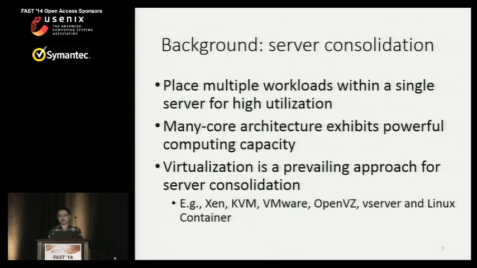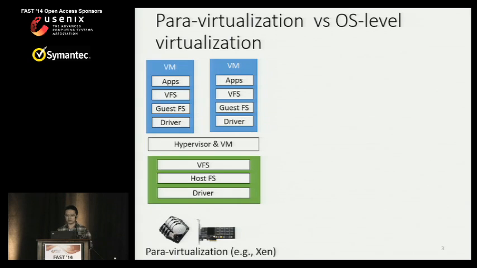As we know, virtualization is a prevailing approach for server consolidation. Such examples include Xen, KVM, VMware, OpenVZ, VServer, and Linux container. There are two main virtualization approaches, hypervisor-based virtualization and OS-level virtualization. First, we make a comparison of them.